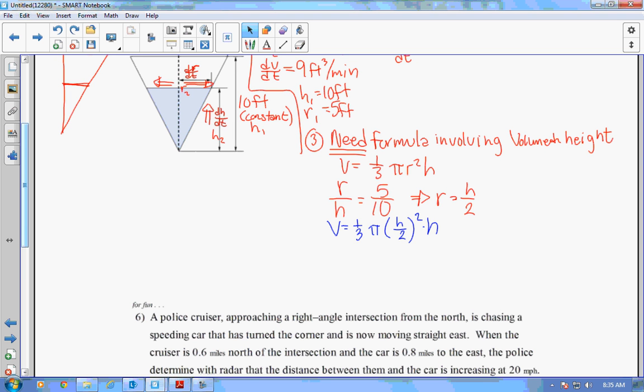What I can't use is we're solving for at the point where the water is 6 feet. You don't plug in anything that's changeable until the very end, because it's not a constant. Right. Because it's rising, that depth is always changing.